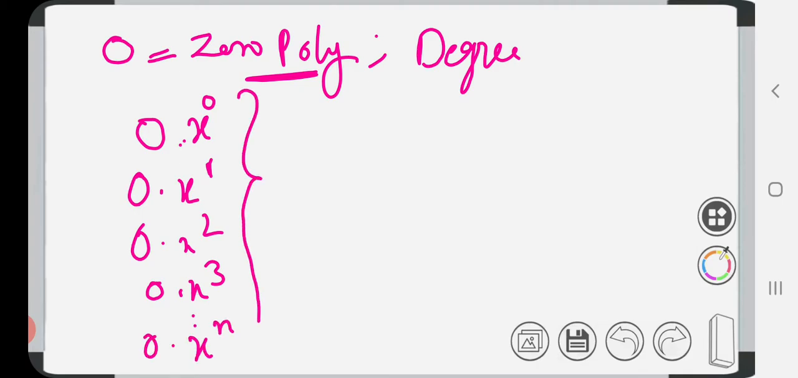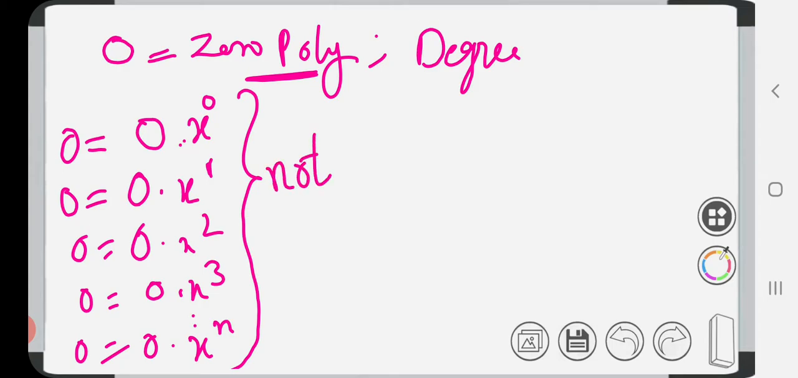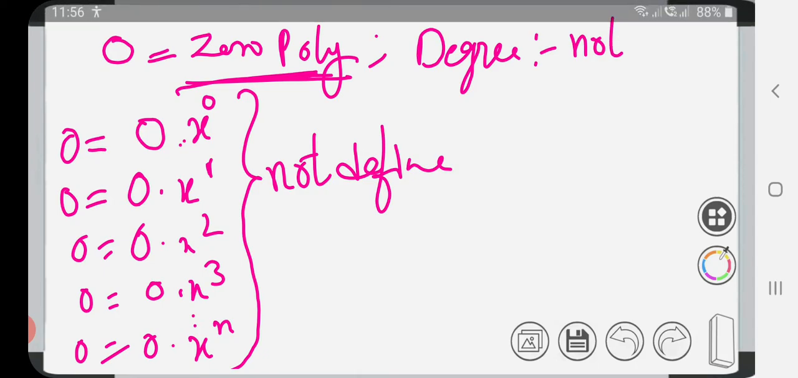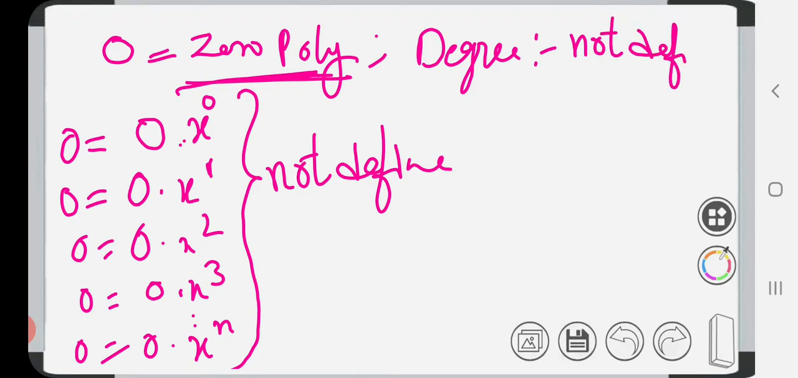Here in this case, we can't define the degree of the zero polynomial, since 0 can be written like this, like this, like this. So you have to keep in mind that the degree of the zero polynomial is not defined.